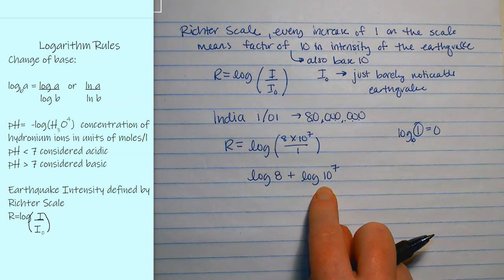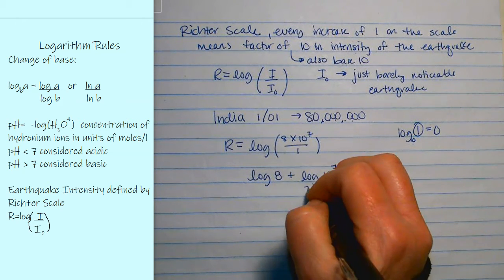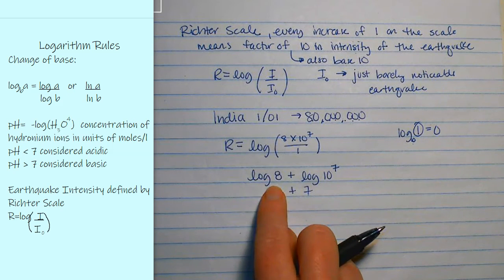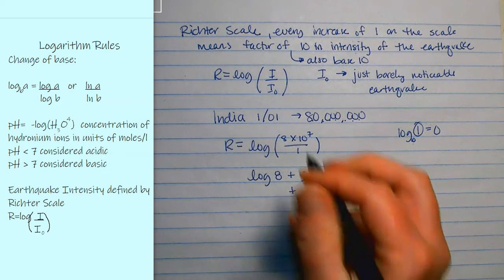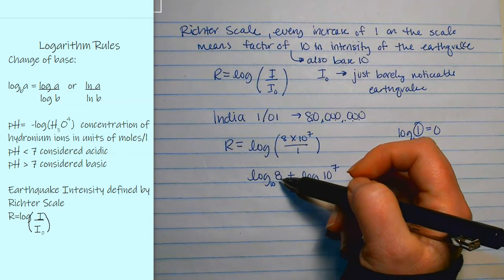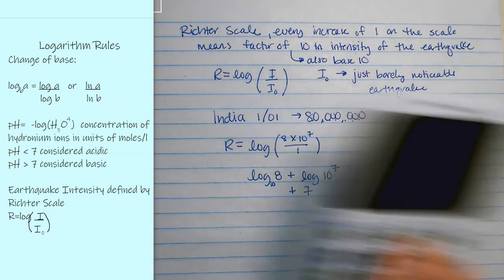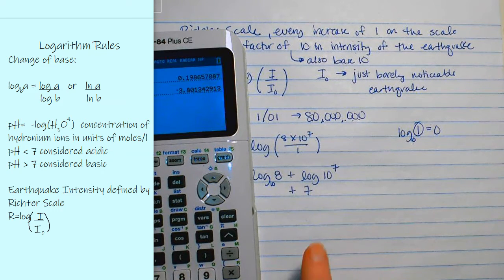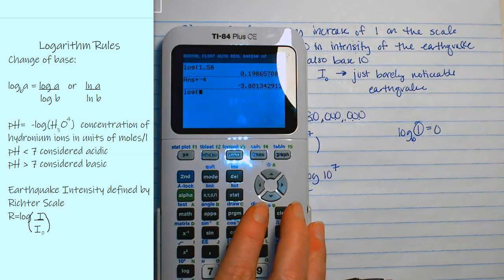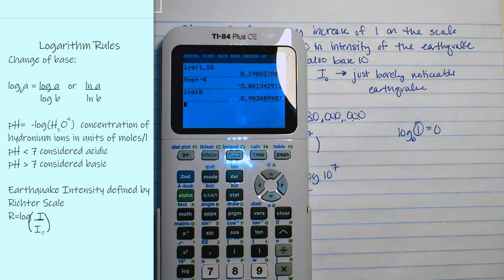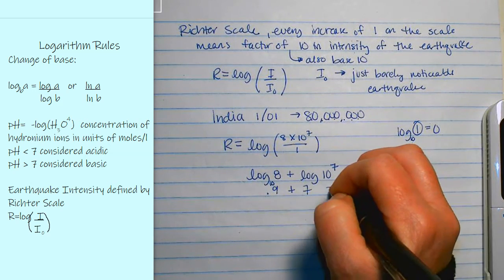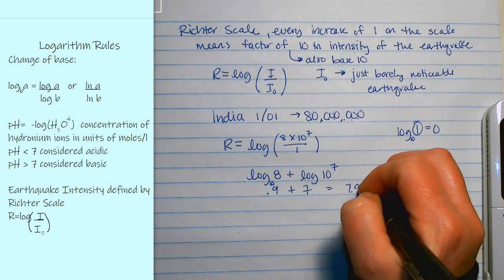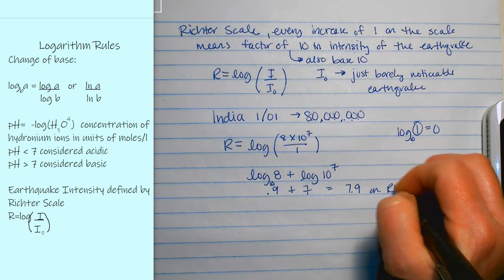And this is easy to simplify. This is 7. And this log base 10 of 8 is less than 1. And I know that because 10 to the first power would be 10 here, and 8 is less than 10. So we can put that easily into our calculator. That's why it's base 10. We're going to say log of 8, and we get 0.903. That's 0.9. So this on the Richter scale is a 7.9 on the Richter scale.